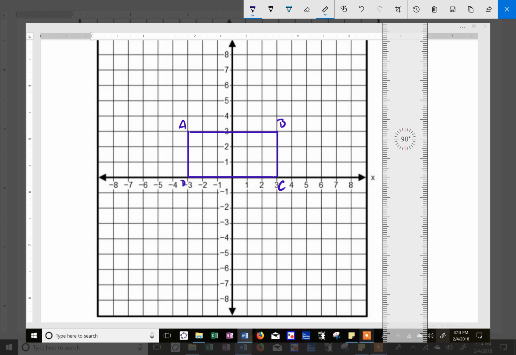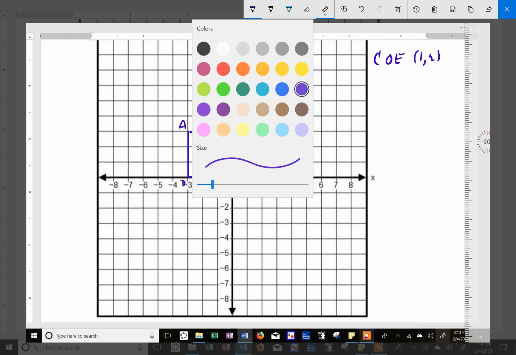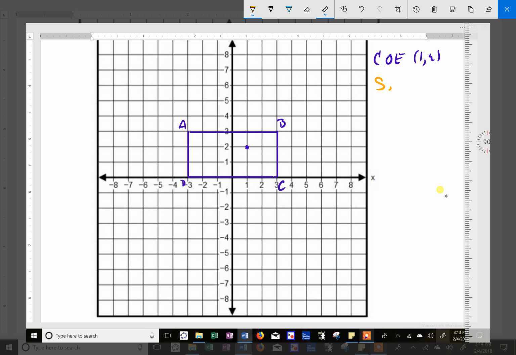I have a rectangle, and I'm going to have my center of enlargement at 1, 2. I'm not going to write down what my coordinates are, and that's fine. So if I had a scale factor of 2 again, once again, this shape should be getting larger.